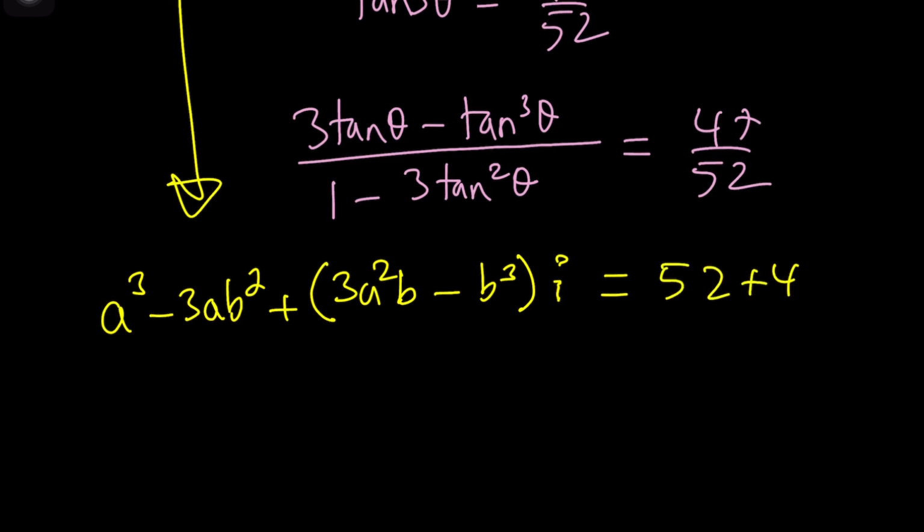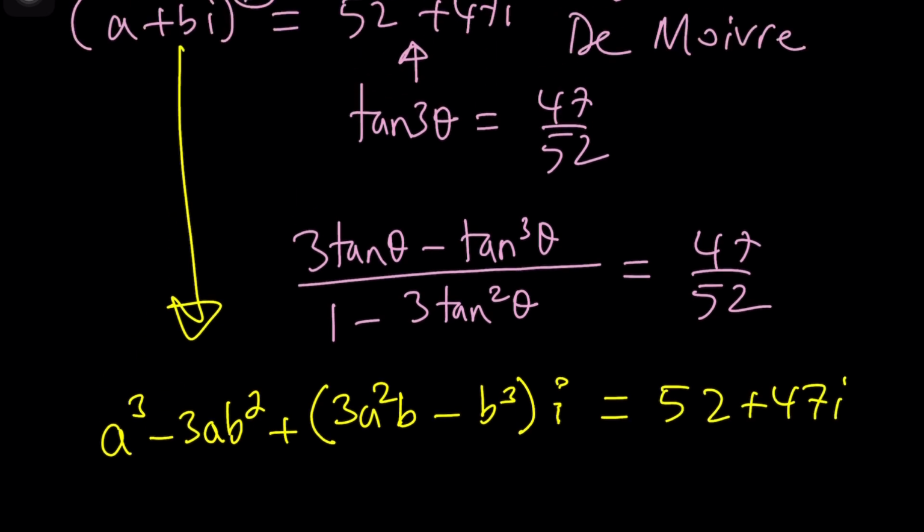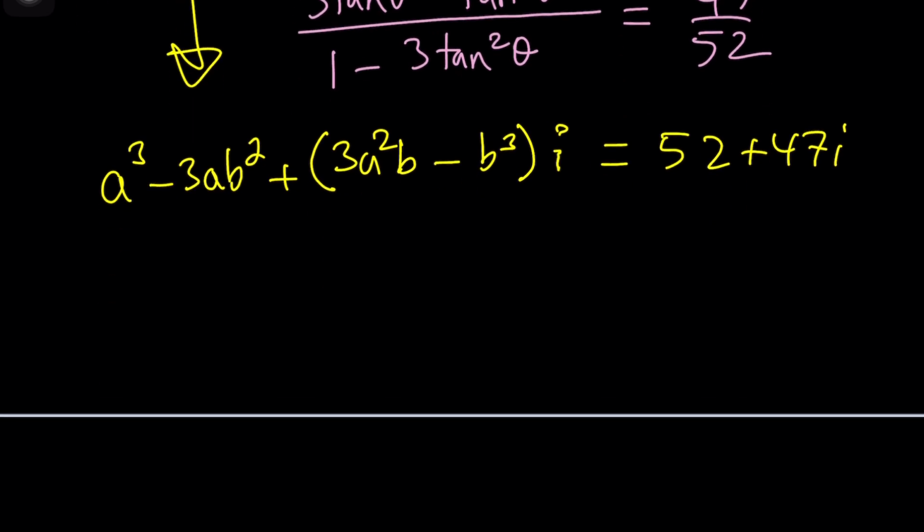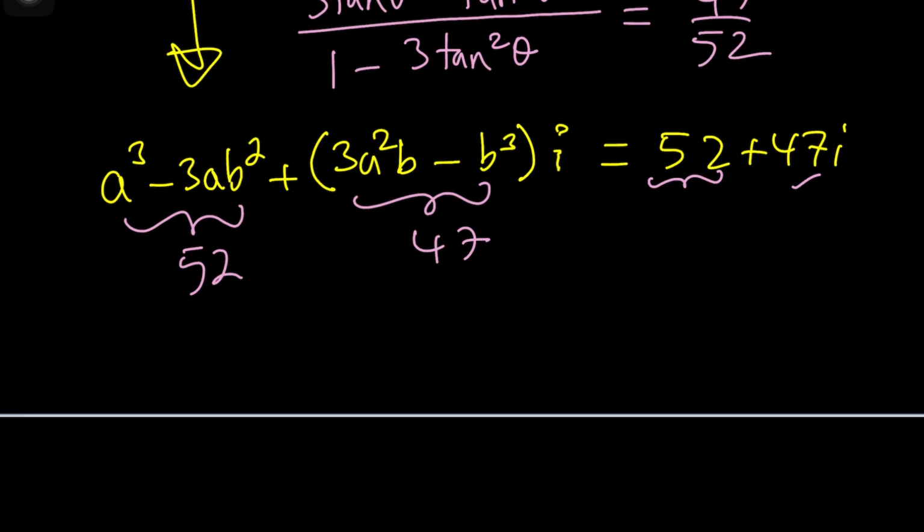52 plus 47i. So this is the cube of a plus bi. Make sense? Just memorize it if you don't want to do it every time. Just kidding. You don't have to memorize it. It's too complicated. So now this is supposed to be the real part. So that is 52 and that is 47. Make sense?